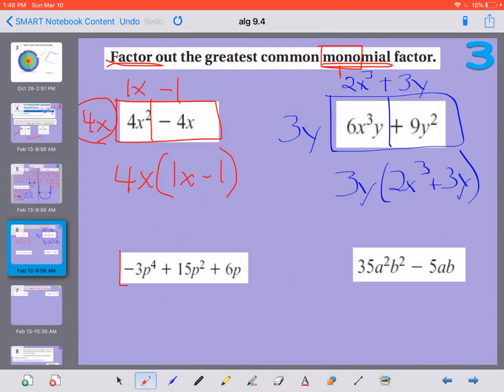Here, if we take a look at this one, it's got a 3 box. So I see negative 3, 15, and 6. I see that I can take 3 out of all of those. And each of them have at least one p, so I'm going to take a p out as well. So for 3 to get negative 3, I know I need a negative 1. And then there's p to the 4th. I only have one p in 3p, so it has to be p to the 3rd power.